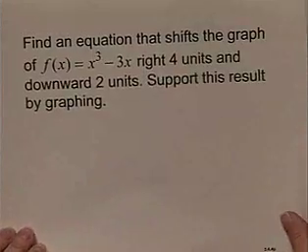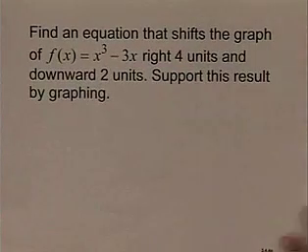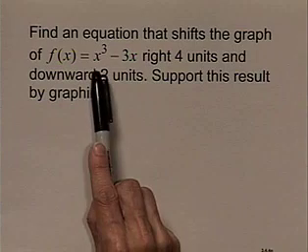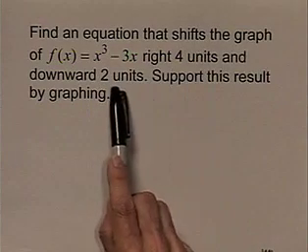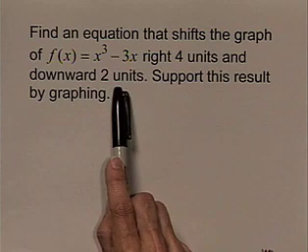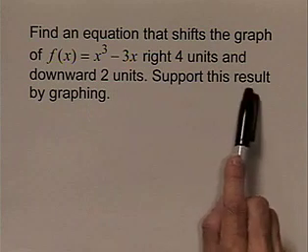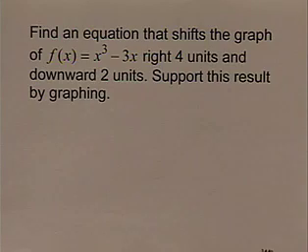Find an equation that shifts the graph of f of x equals x cubed minus 3x right 4 units and downward 2 units. We'll do that first. When we're done, we'll support this result by graphing. But first, let's find this equation.